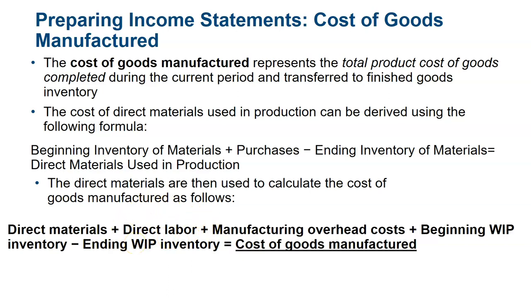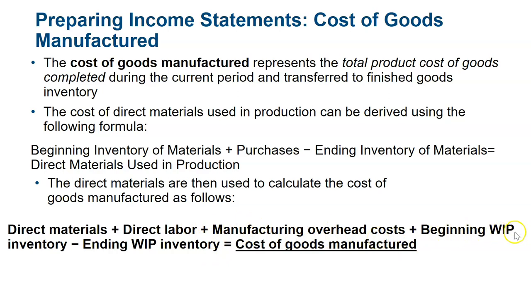Because once that labor has been used, it's been used. And whatever the cost of direct labor is going to go into cost of goods manufactured, no matter how much we've completed in full or partially completed, it doesn't matter. Same thing is true with manufacturing overhead cost.